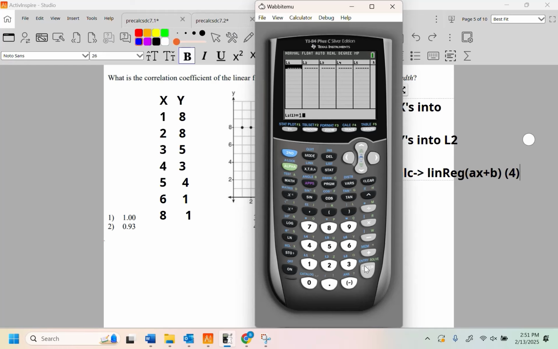All right, so X is into list 1. Your Y's go into list 2. The only way you can mess these things up is really just to have typos.